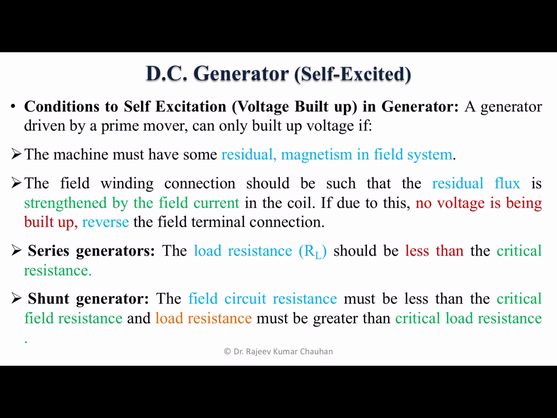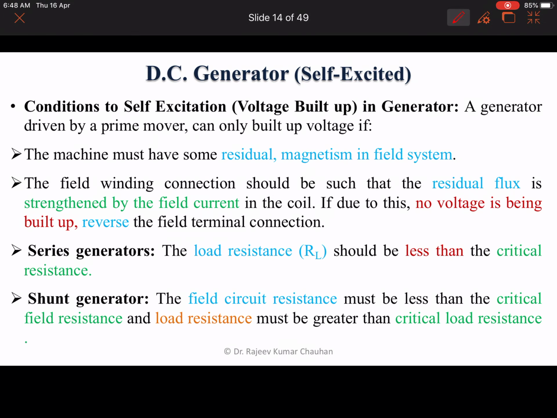So, the conditions for the self-excitation of a DC generator, the conditions of self-excitation or voltage buildup in a generator driven by a prime mover: it can only build up voltage if the machine or generator has some residual magnetism in the field system. The field winding connection should be such that the residual flux is strengthened by the field current in the coil. If due to this no voltage is being built up, reverse the field terminal connections.